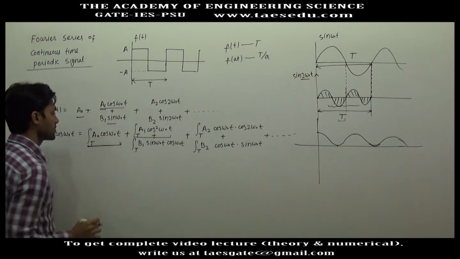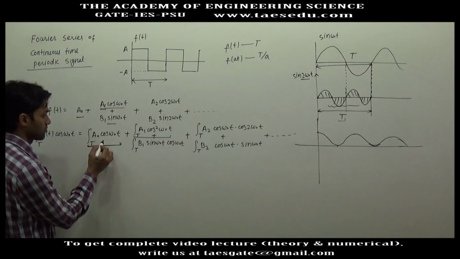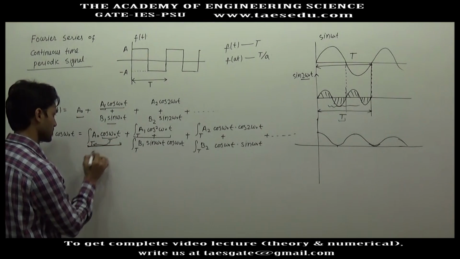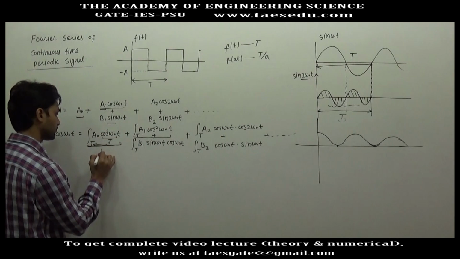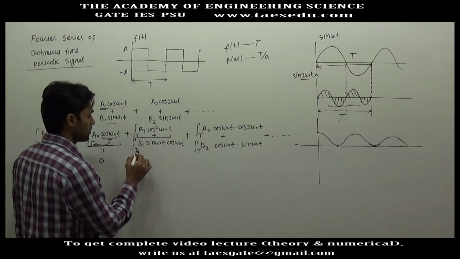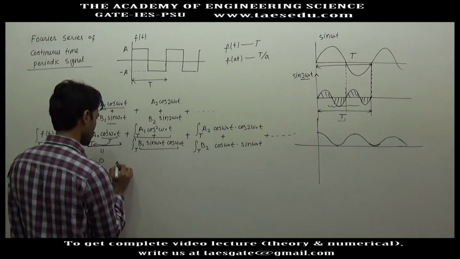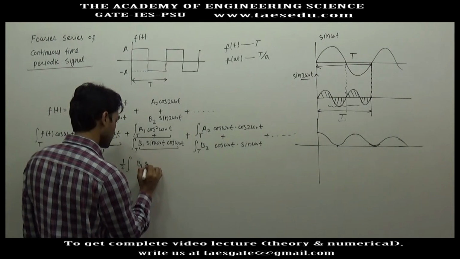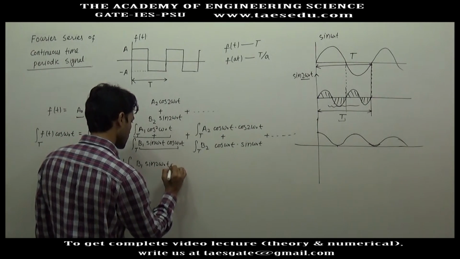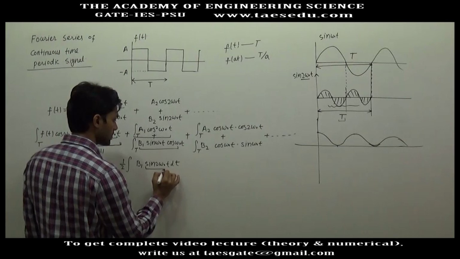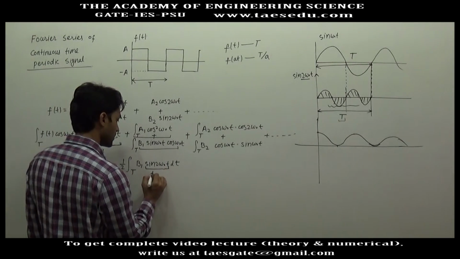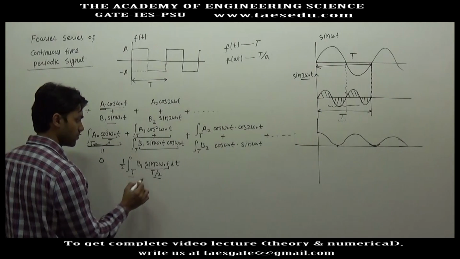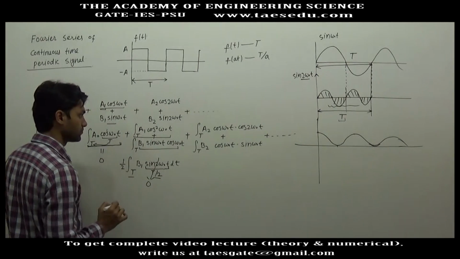What will be the integration of this term? Its time period is T, you are integrating for a complete cycle, so its integration will be 0. What is the integration of this term? This is nothing but b1 half sin 2 omega naught t dt. Again its duration is T and time period is T by 2. Duration is an integral multiple of time period, so its integration will be 0.